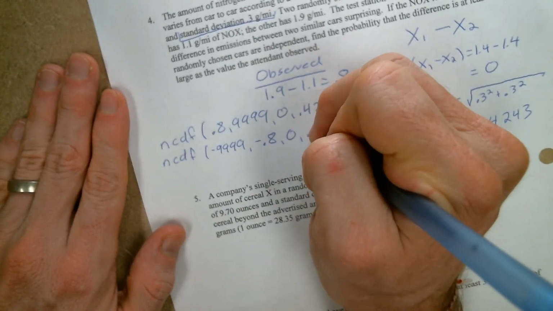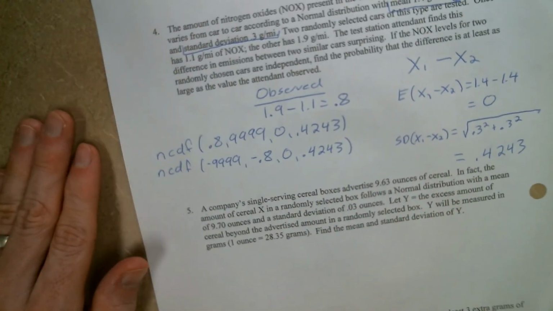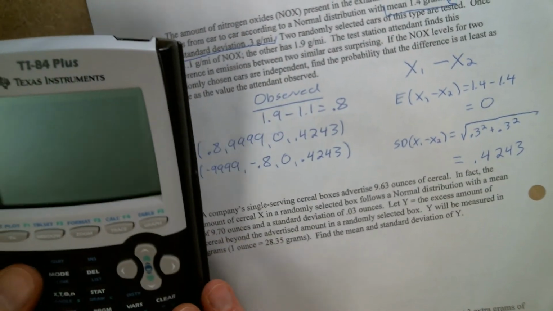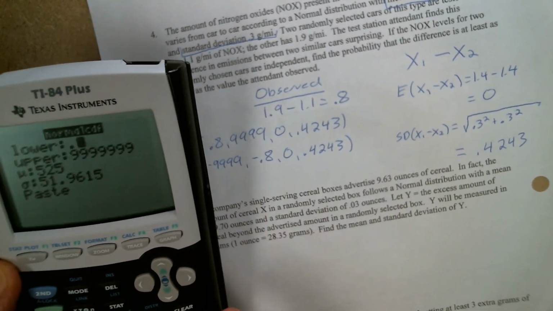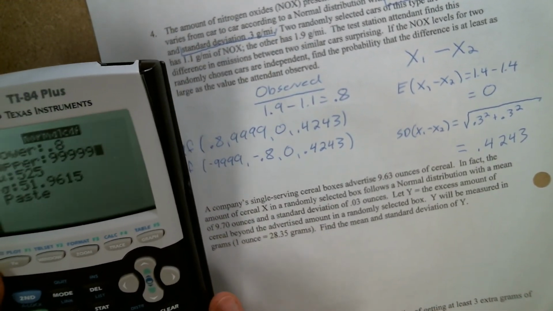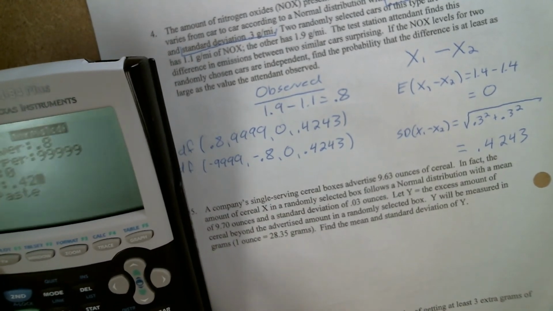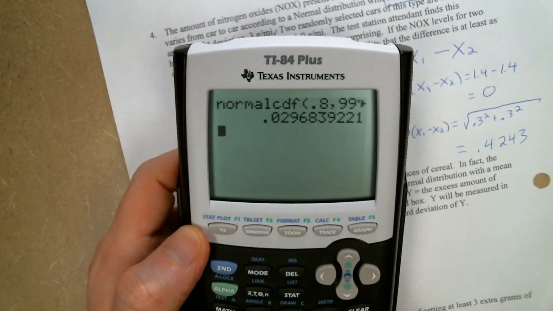Now, again, because this is centered at 0 and the normal distribution is symmetric, these two are going to give you the same answer. So you can always just do one and double it. But if I go here and I say, all right, 0.8 to 9999, when the mean is 0 and the standard deviation is 0.4243. All right, there's that.